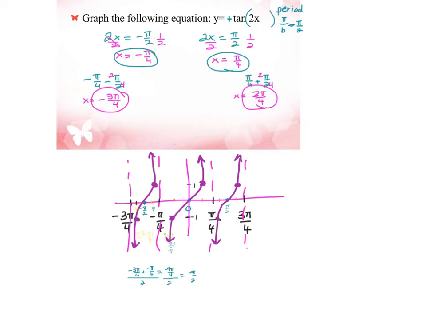All right, so review the process of tangent. You set bx minus c equal to negative pi over 2 and positive pi over 2. Solve for x. From the first one, you're going to subtract the period, which is pi over b. From the second one, you're going to add the period, pi over b. Plot those points. Those are your asymptotes. Find the point halfway between. Those should be exact. So I'm expecting you to take the 2 asymptotes, add them, divide by 2, and find the exact point in the middle.